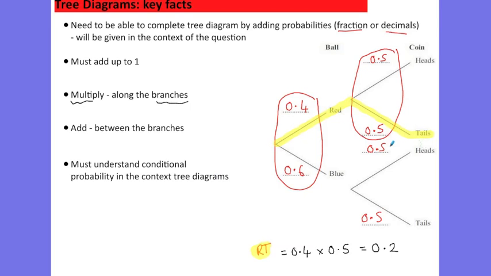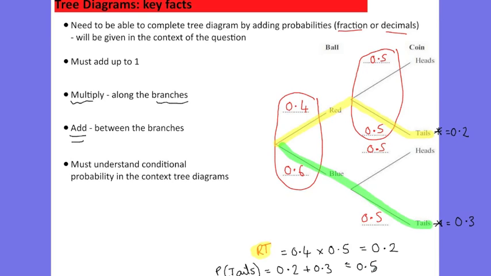Well, it can happen the way we've just said, but it can also happen by getting a blue ball first, then a tails. So there's actually 2 ways we can get a tail. Here, which is equal to 0.2, and here, which is equal to 0.3. So the probability of getting tails, irrespective of whether it's a red or a blue ball, we add the 2 probabilities. That's this point here that we add when we go between the branches. So here we have 0.5.